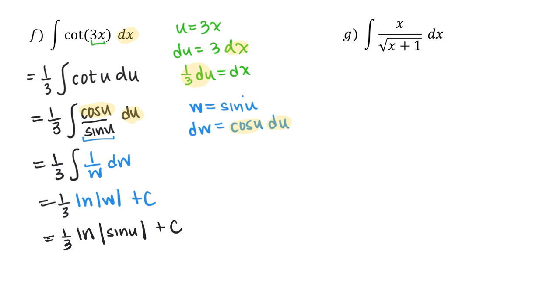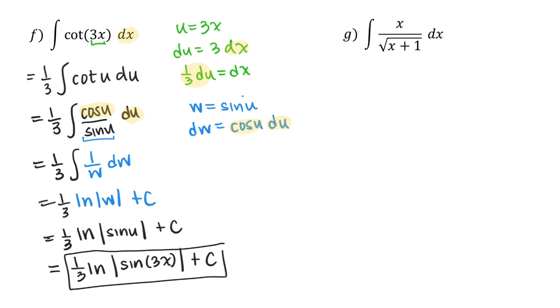Okay, but I can't leave a u in there because I'm trying to do this with the integral with respect to x, so 1/3 ln sine of u, where I let u equal 3x, plus c. Now this should be our final answer because I'm back in terms of x.